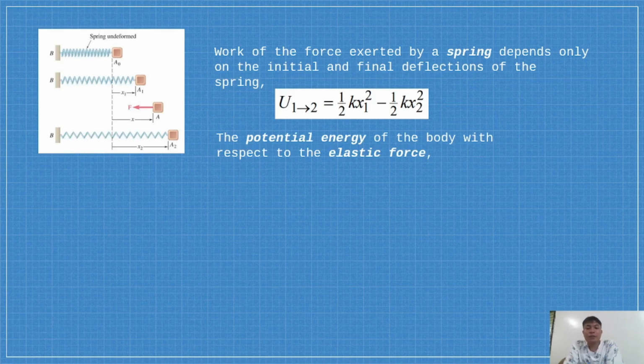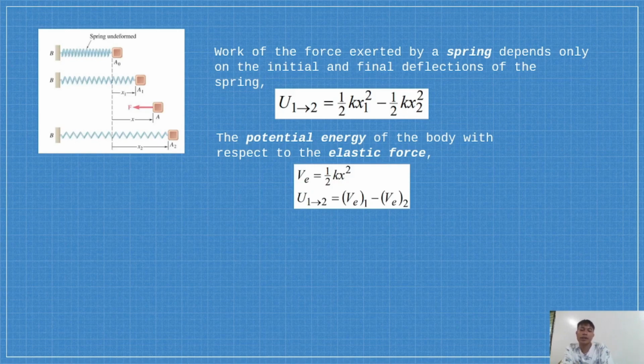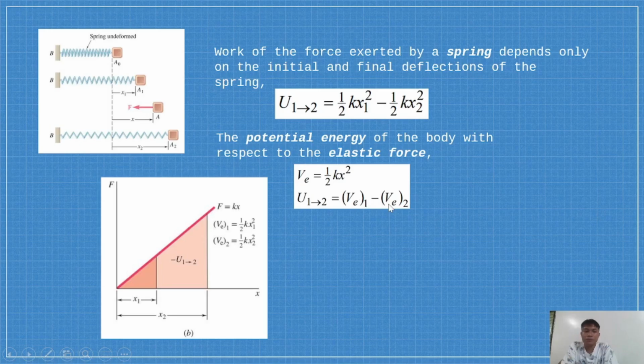The potential energy of the body with respect to the elastic force is Ve equal to 1/2 kx squared. So, we can also rewrite this work equation relative to the potential energy: U from 1 to 2 is equal to Ve1 minus Ve2. It is illustrated here, the potential energy of the body with respect to the elastic force.